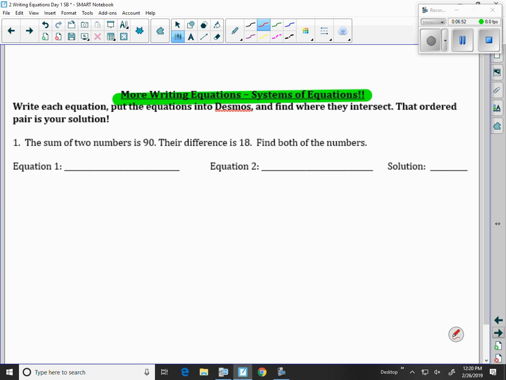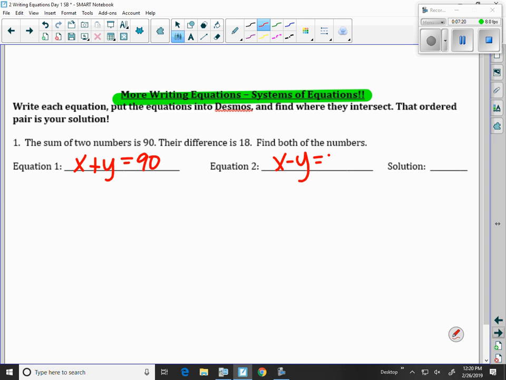All right, the sum of 2 numbers is 90. Their difference is 18. What does it mean to have a sum? You add them together. So here's what we could say: number x, so x, plus number y, we don't know what they are, equals 90. That would be the sum of 2 numbers. Agreed? Okay. How would we show the difference?